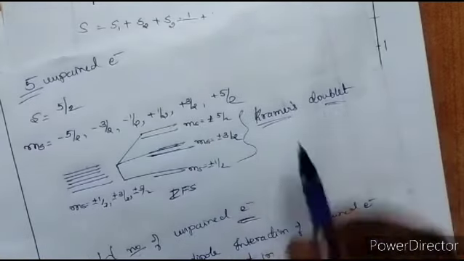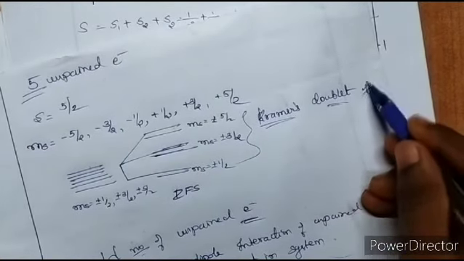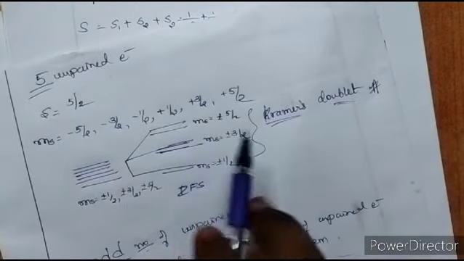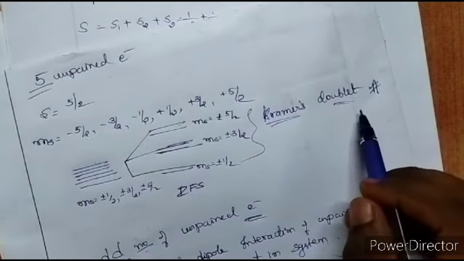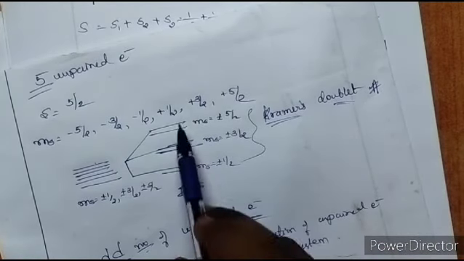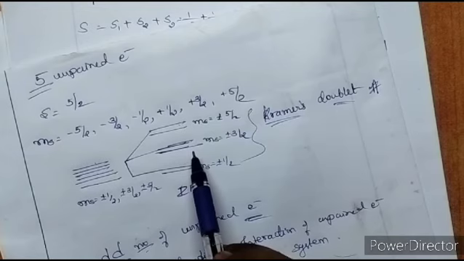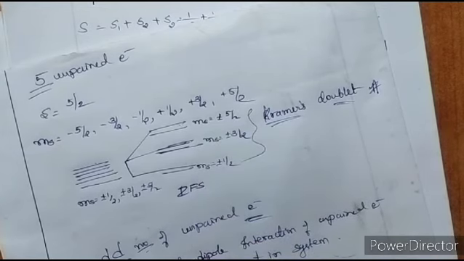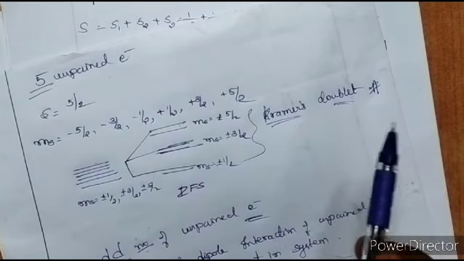And one more thing you need to remember: what are Kramer's doublets? How can you define a Kramer's doublet? If the system has an odd number of unpaired electrons, then each ms level will remain doubly degenerate, and that is what we call Kramer's degeneracy or Kramer's doublets. This is about zero field splitting and Kramer's doublets or degeneracy.